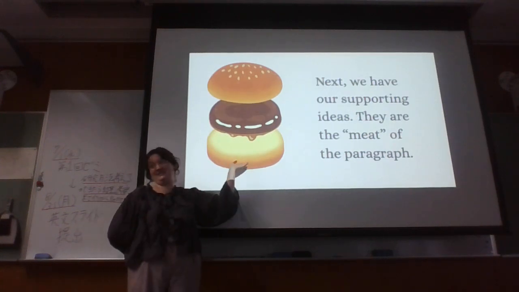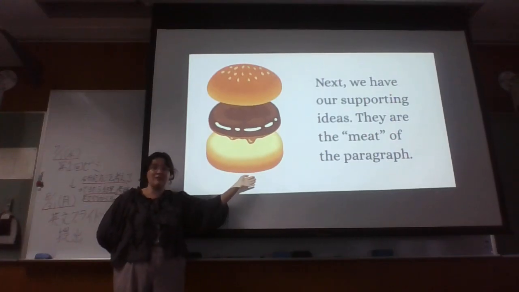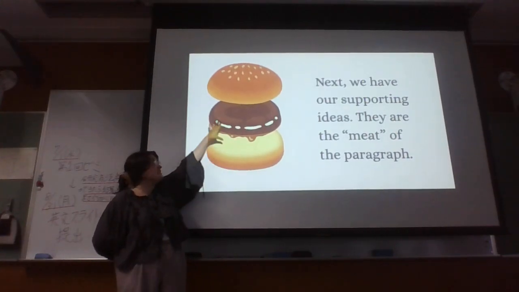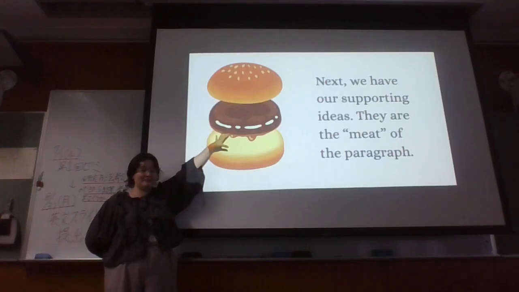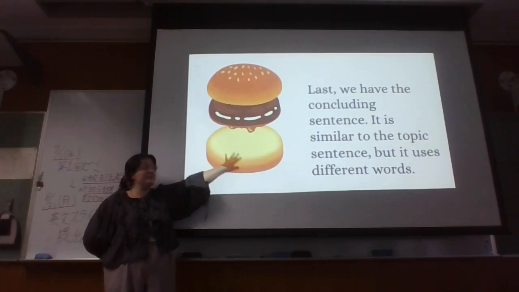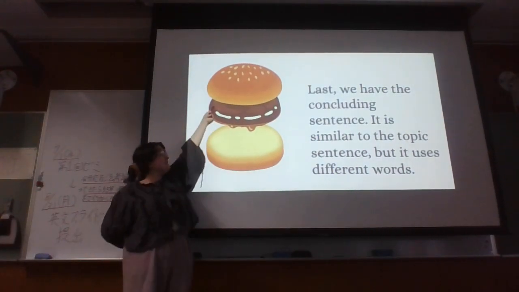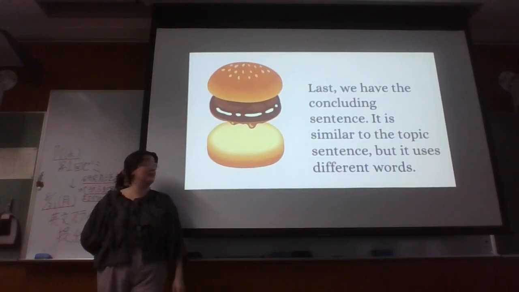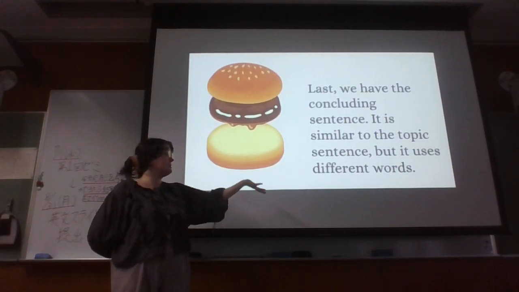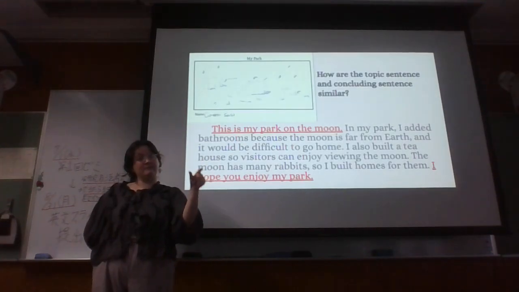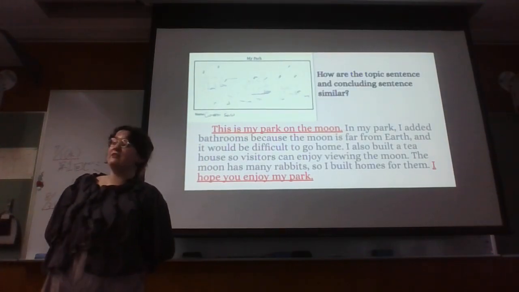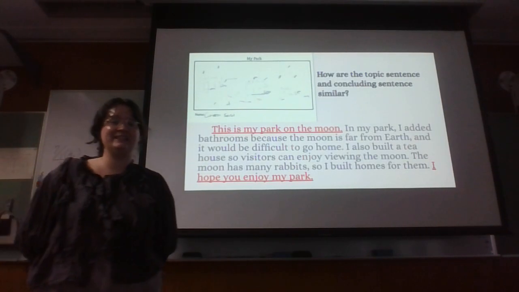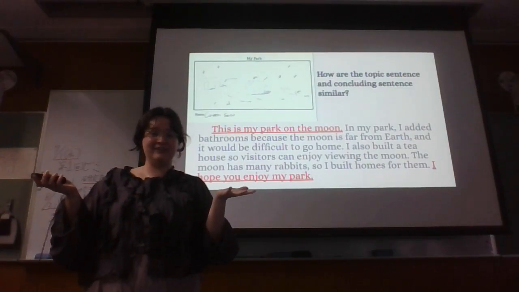Next, we have the meat of our paragraph, the supporting ideas. This is the largest part of our paragraphs. And then we have the conclusion, which is just like the topic sentence, but a little bit different, right? Conclusions are similar, but just a little bit different. So, if we look at my conclusion and my topic sentence, how are they similar?